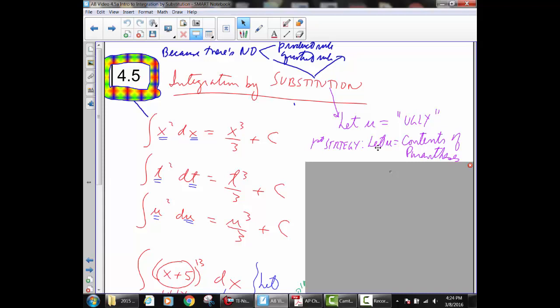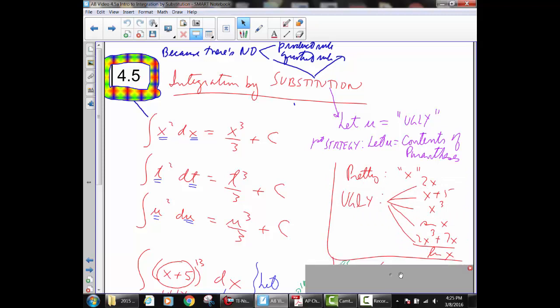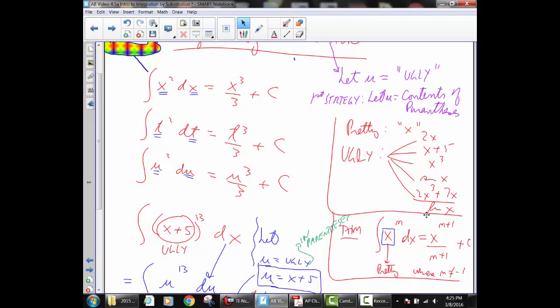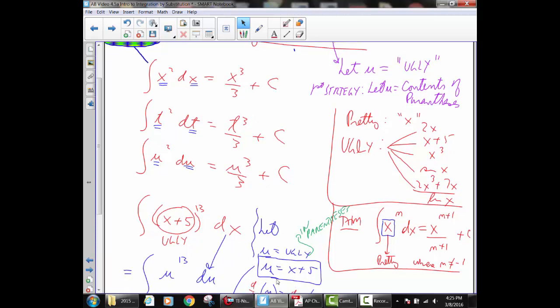So the strategy is to let u, for now, the first strategy, is let u equal the contents of the parentheses. Okay? So remember, pretty is just x. Ugly is anything else, 2x, x plus 5, x cubed, sine x, whatever. So here's an example. We have x plus 5 to the 13th. So what we do is we let u equal the contents of the parentheses, which is x plus 5.